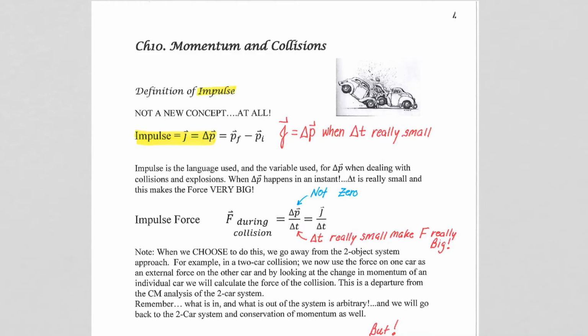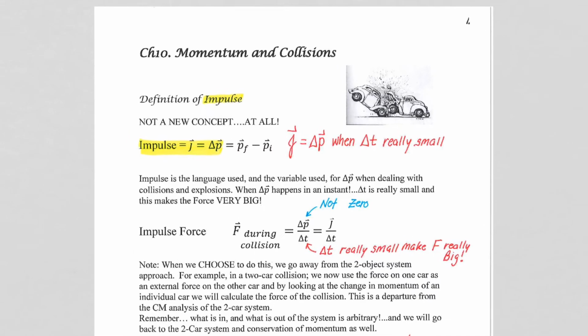In Chapter 10, we are again going to continue talking about momentum, and specifically in this chapter, we're going to look at what happens when objects collide. So lots of collisions in this unit. As always, we start off with some new language, some new definitions that we're going to introduce, and the first bit of new language is the word impulse.